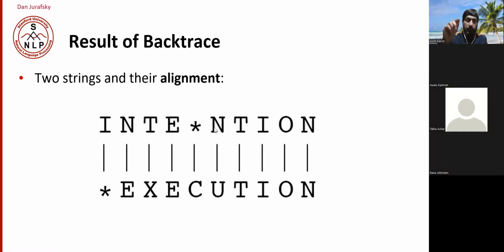So if a character is deleted from X, below that character you have an asterisk. If a character is inserted in Y, there is a character in Y and there is an asterisk corresponding to that character in X. And of course, if there is a substitution, the same character is changed. And if there's no substitution, the character is obviously the same.